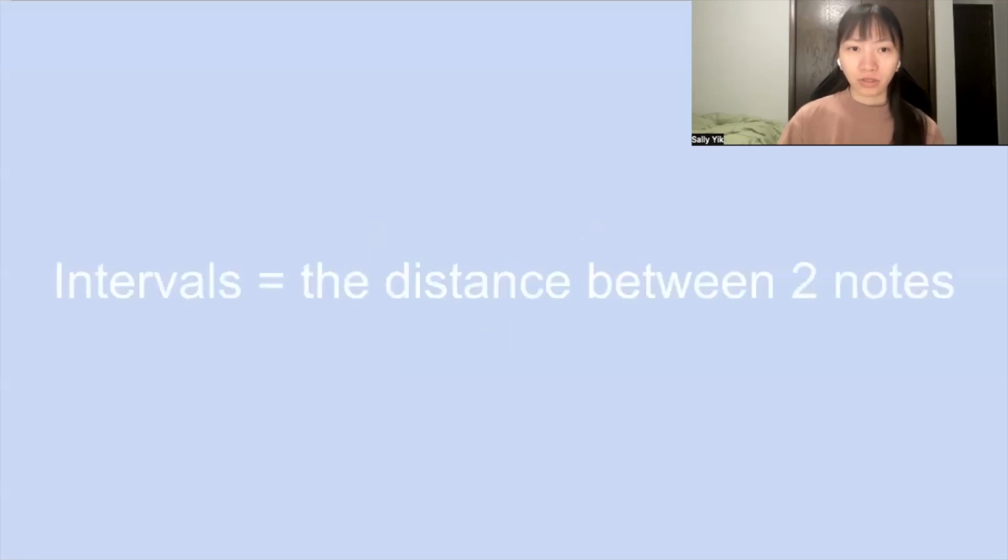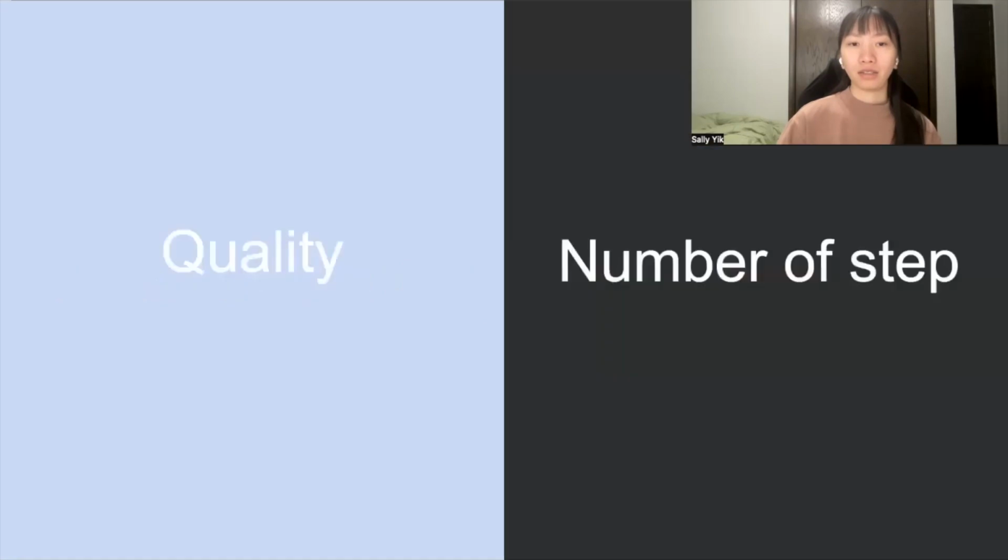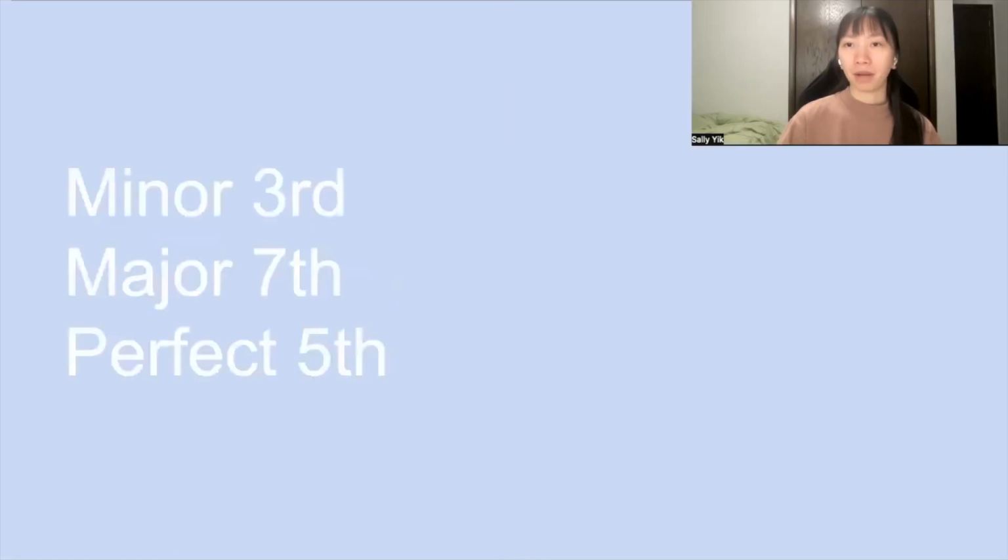Before we move on to talk about the new qualities, let's revise the meaning of intervals. The word interval is a musical term that means the distance between two notes. And the name of an interval includes two parts. The first part is called a quality. The second part is the number of steps. Some examples would be the minor third, major seventh, or the perfect fifth.